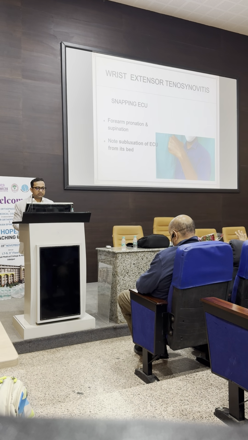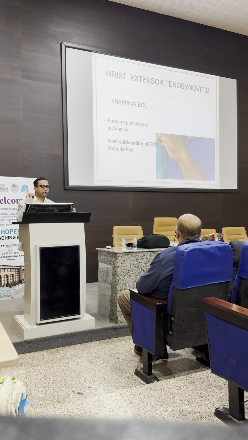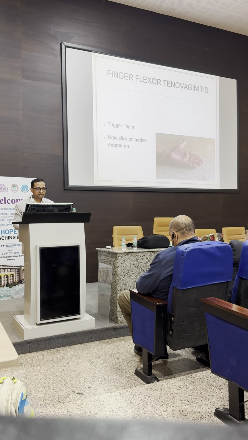pain. Again, sometimes you don't have to do the test. What is the diagnosis? See, watch it carefully. What is happening with every pronation and supination? Correct. ECU, extensor carpi ulnaris, is snapping with every pronation and supination. So that is jumping ECU or subluxation of ECU from its bed. Don't have to do the test, the patient will tell. You just have to tell what is the next thing.